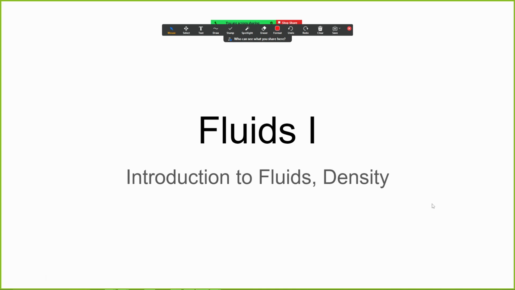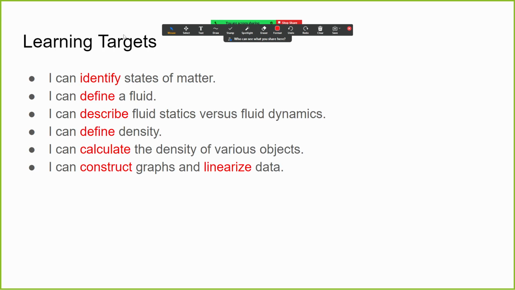fluids and density. And I know that you all know what the word density actually means, but we'll spend a lot of time talking about it from the perspective of our fluids unit here, rather than what you might already know. Now let's talk about our learning targets.